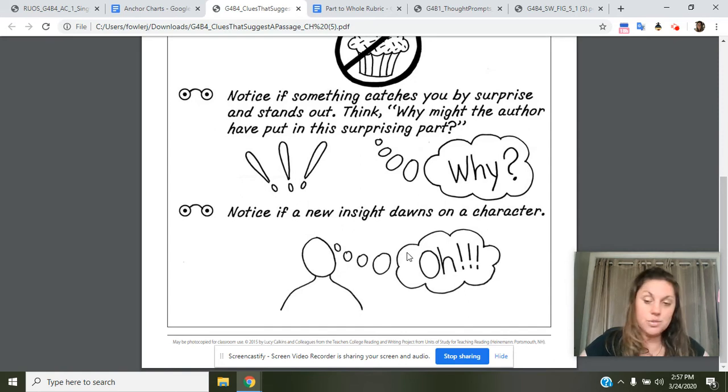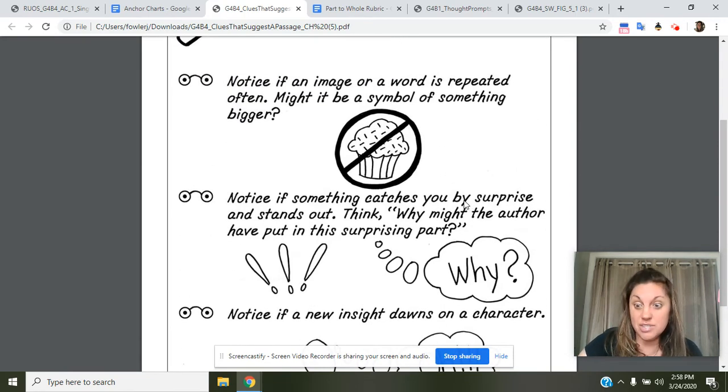So what I want to do is read one more part with you. And I want you to think to yourself as I read this part, what pops out at you? Maybe it's something that dawns on a character. Maybe it's a surprising part. And maybe it's an image or a symbol. So it's this part right here.